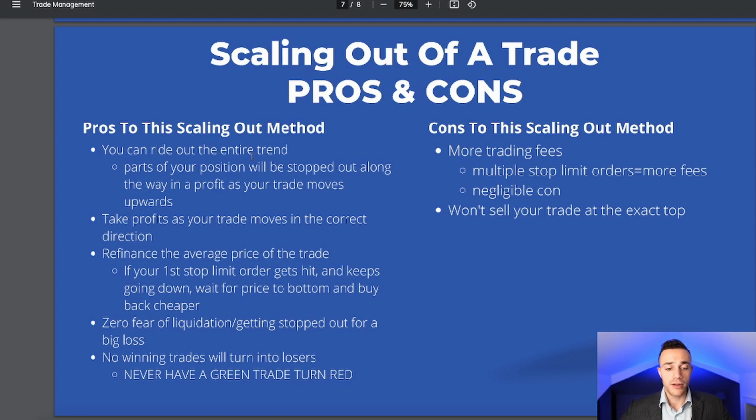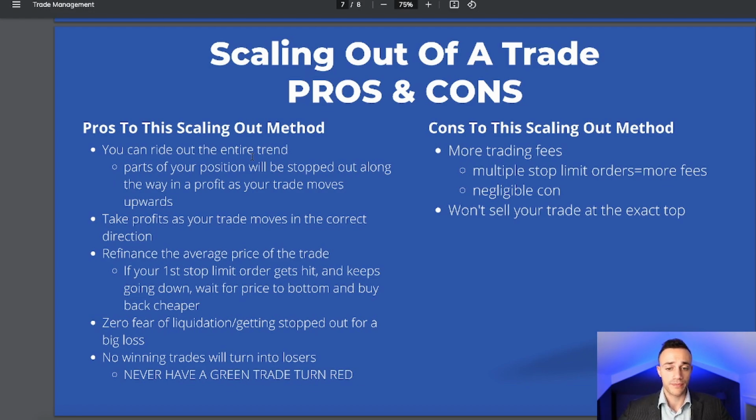All right, after that, no winning trade will turn into a loser. All right, so you never want to have a green trade turn red. That's the worst thing you can do as a trader, is have a position that's heavily in the profit. You don't manage the trade correctly. You never move your stop loss up. You don't set up any ladders. And then your big winning trade turns into a losing trade. Never have that happen. And if you follow this method, well then guess what? You eliminate that scenario from happening as well.